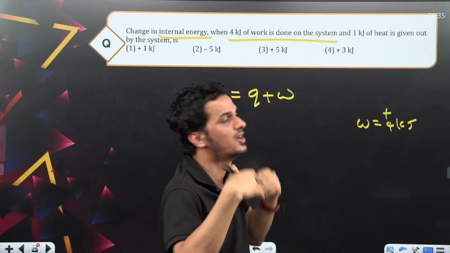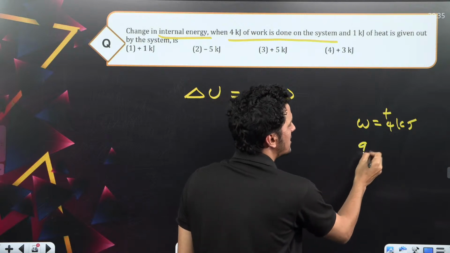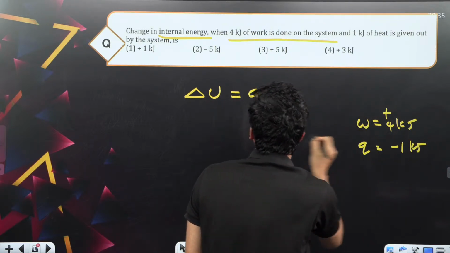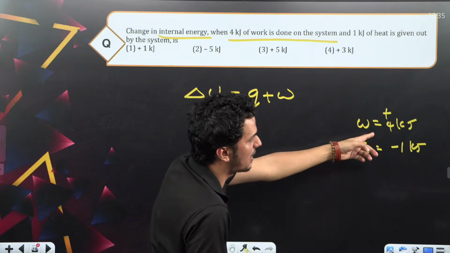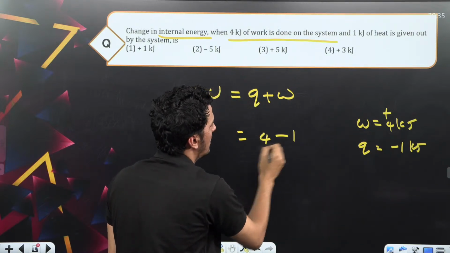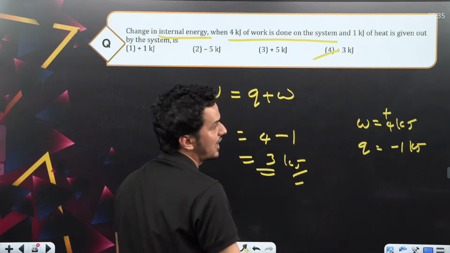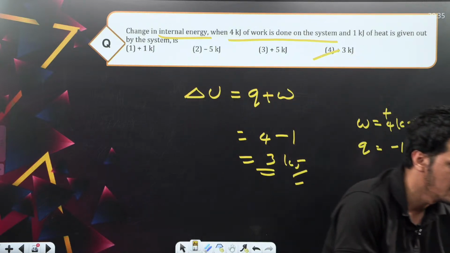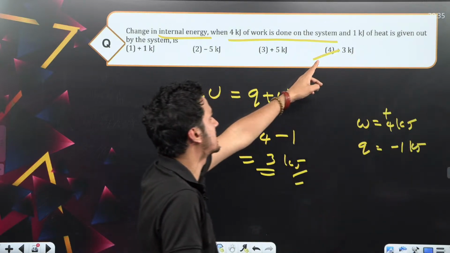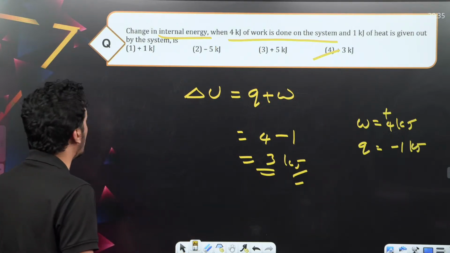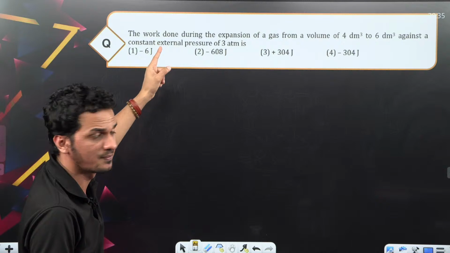So from the system 1 kilojoule is missing. That means heat is actually lost, so that's why it is minus 1 kilojoule. So Q plus W, how much is it coming? 4 minus 1, so that's equal to 3 kilojoule per mole. So that means option 4 is the correct one. Okay, guys, I hope you got it. Yes, option 4, 3 kilojoule is the correct answer. Okay, if it's so, then we can move to the next one, guys. This is the next question.